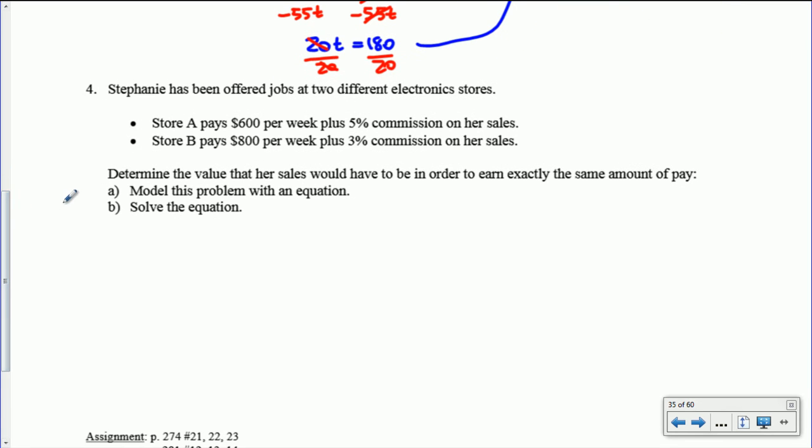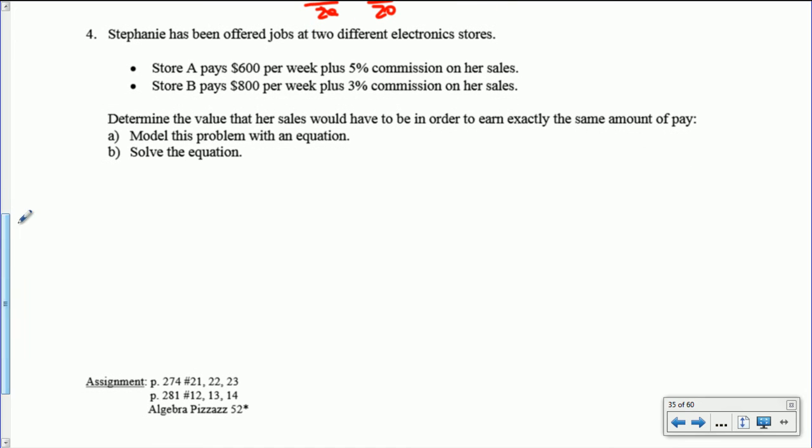Okay, one more question we'll go through together, and then you'll have a chance to practice. So Stephanie has been offered jobs at 2 different electronics stores. Store A pays $600 per week plus 5% commission on sales. Store B pays $800 per week plus 3% commission on sales.